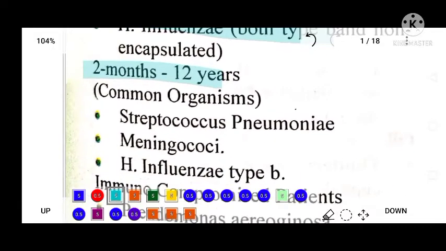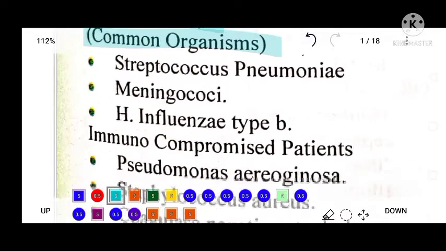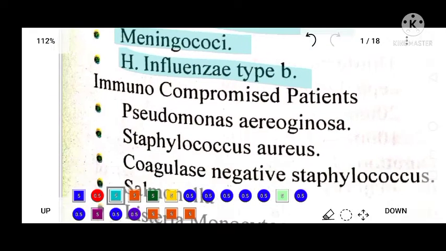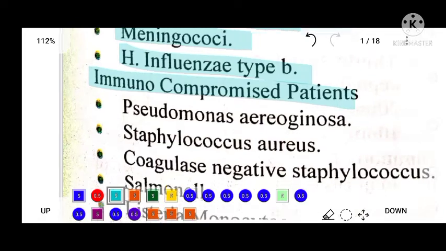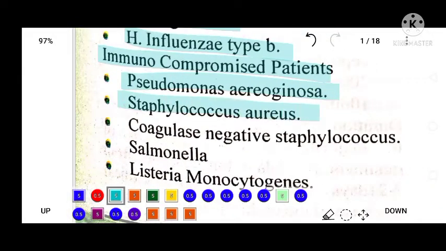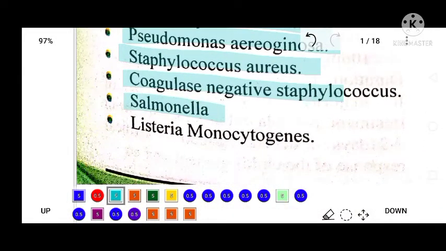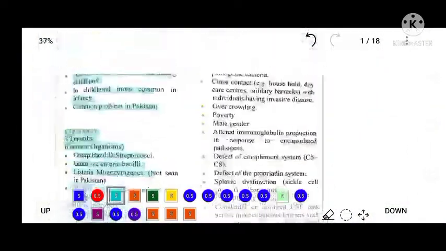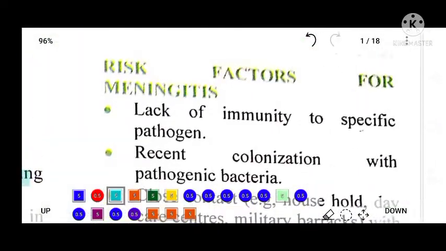And in 2 months to 12 years, the more common organisms are Streptococcus pneumoniae, pneumococcus, and influenza type B. In immunocompromised patients, there will be Pseudomonas, Staphylococcus aureus, coagulase negative, Salmonella, and Listeria monocytogenes. So these are causative agents at different ages.